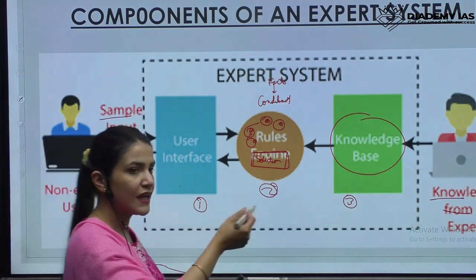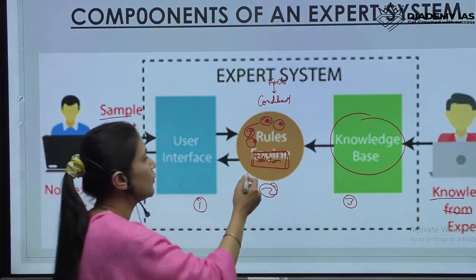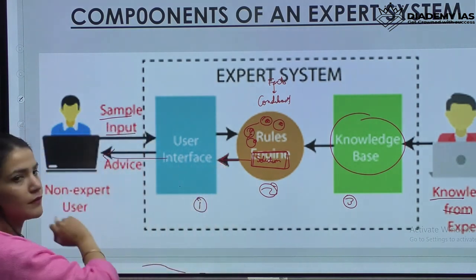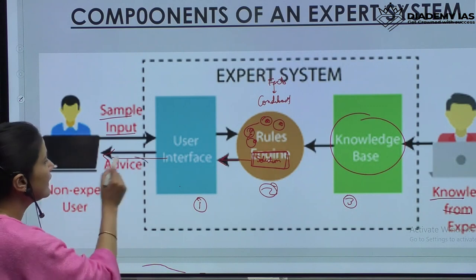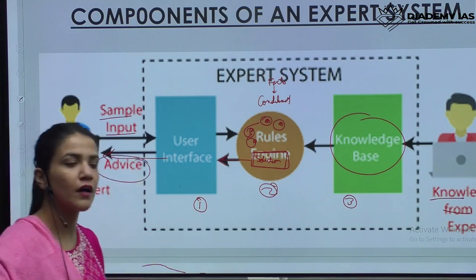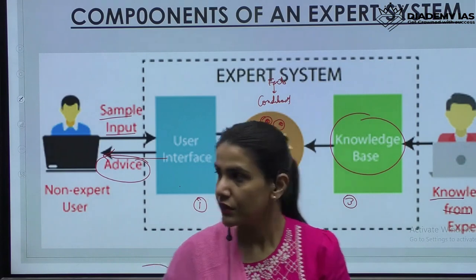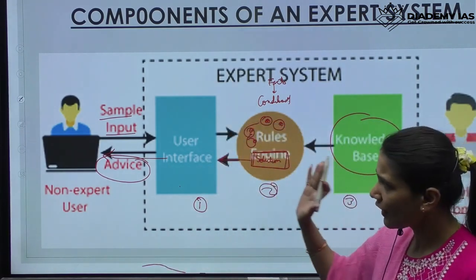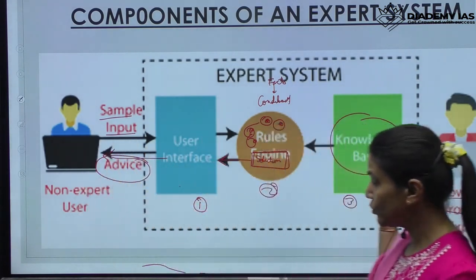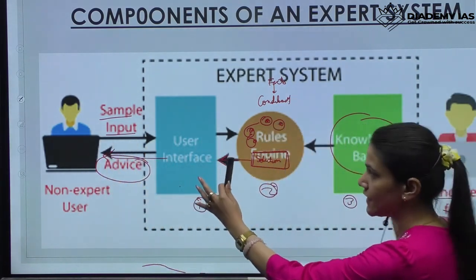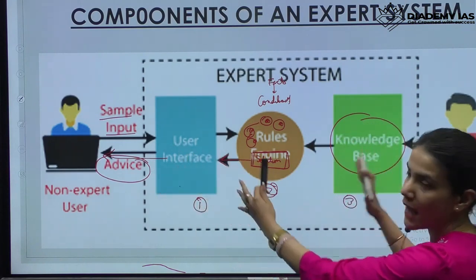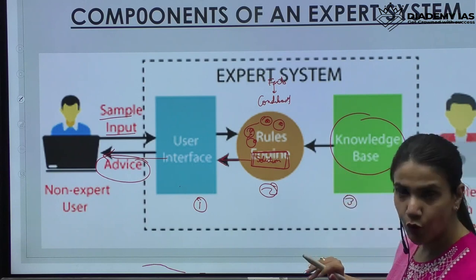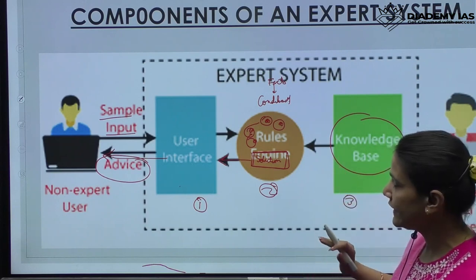So once this solution has been received, it goes back using the user interface to the non-expert user, and he or she can take it as advice or a solution, right? So this is how an expert system works, from this side to this side. But in the middle section, there is an interaction of both the individuals with this component of an expert system, right? So there is basically a flow of chaining that happens.